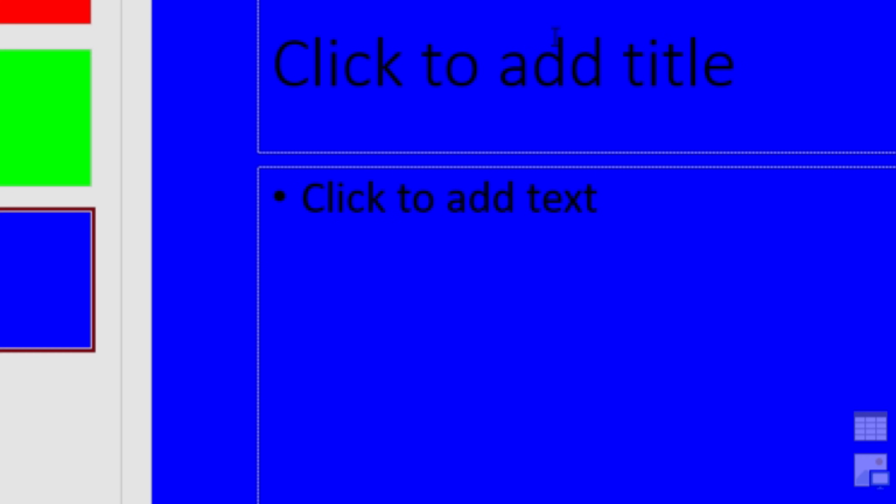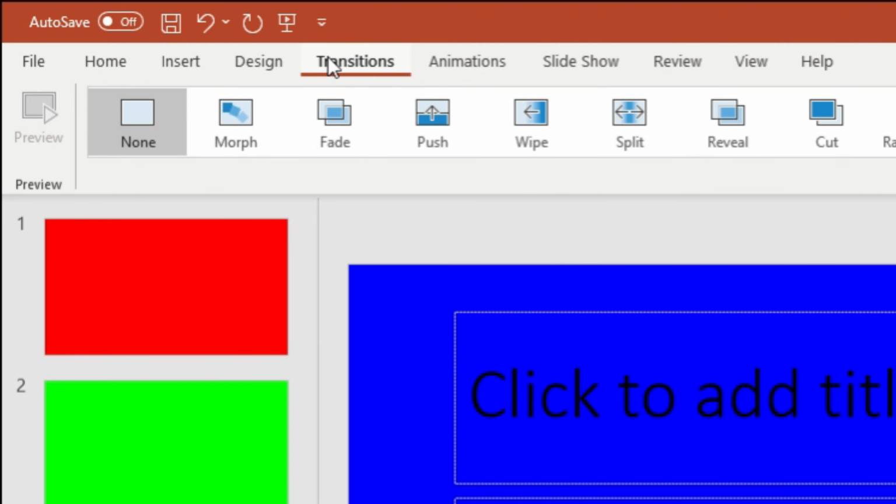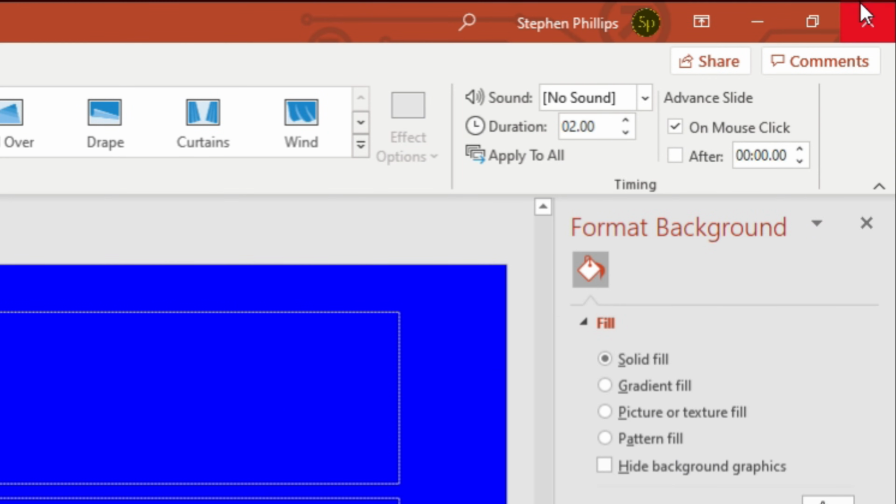Now, we're not done just yet. We want to make sure this goes through a quick loop and that it loops over and over again until you hit the escape key to stop. So we will want to click on Transitions. And over here on the right, you will want to uncheck on mouse click and check after. Now we want to modify the time to, let's do 0.25 seconds for now. Additionally, you want to click on Apply to All so that this whole process will work on all the slides.